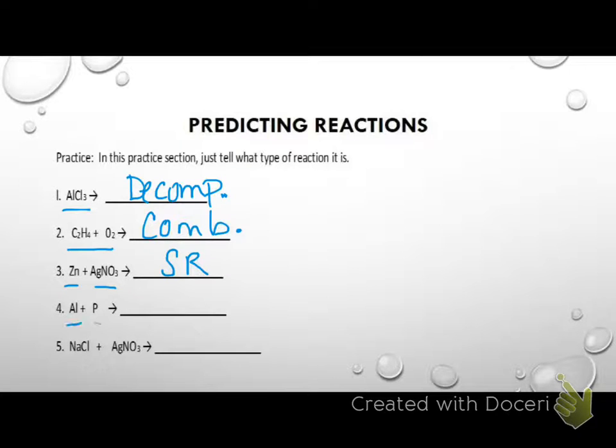I have 2 simple elements. Okay, 2 elements plus each other are always going to be a synthesis, because the only thing they can do is form a compound, because they're just 2 elements. And then the last one I have 2 compounds, and that's always going to be double replacement. Okay. On the next slide, we'll actually predict what they're going to make and balance these same reactions. So now that we know what they are, let's predict what they'll make.